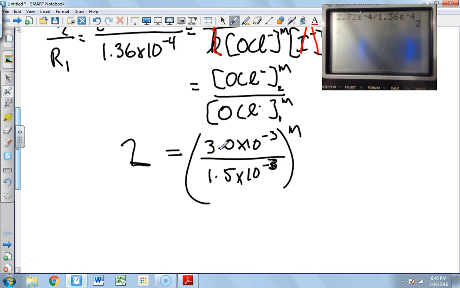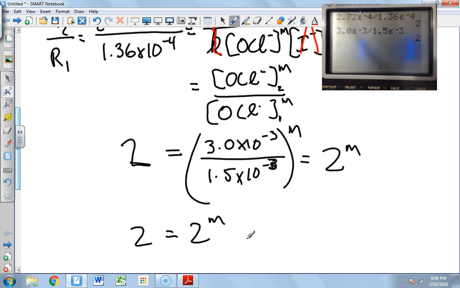So what is 3.0 times 10 to the minus 3 divided by 1.5 times 10 to the minus 3? That's equal to 2. So you get that 2 equals 2 raised to some power m. So 2 equals 2 to the m.